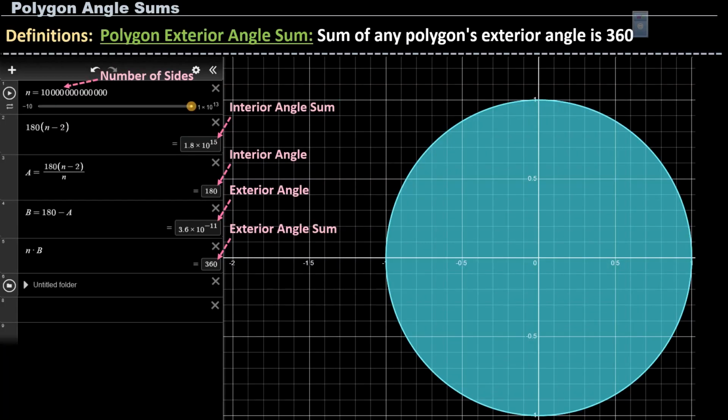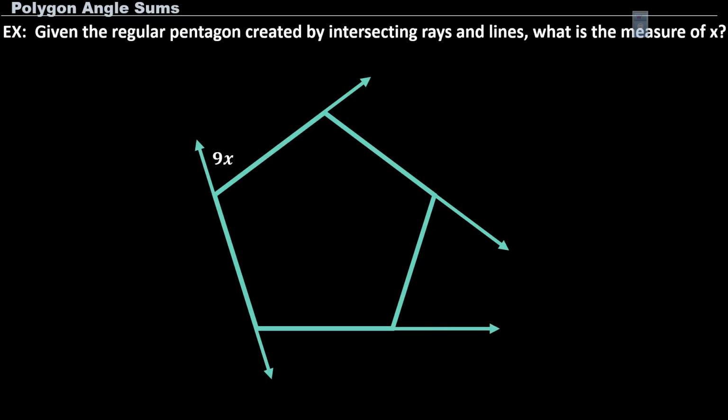around it. So we're going to take that, as a little side tangent, and apply it to our first problem. Given a regular pentagon, keyword there is regular, created by intersecting rays and lines, what is the measure of x?